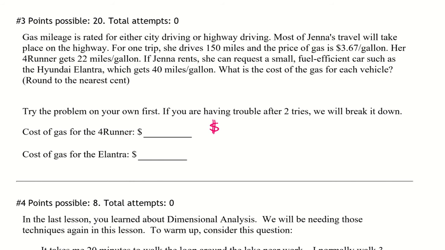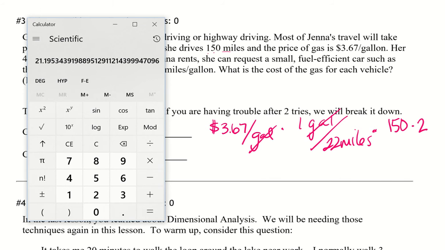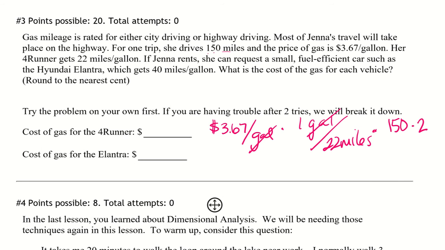So if we're looking at the cost of gas, $3.67 a gallon, and her 4Runner can go 22 miles per gallon. Remember, since gallon's on the bottom, we want to put the gallon on top to cancel. And then the trip is 150 miles, but she has to get there and back, so multiply it by 2. If I look at the calculator, 3.67 divided by 22 times 150 times 2, so $50.05.